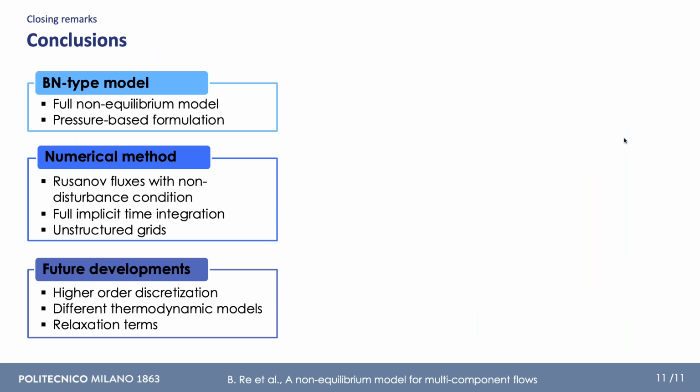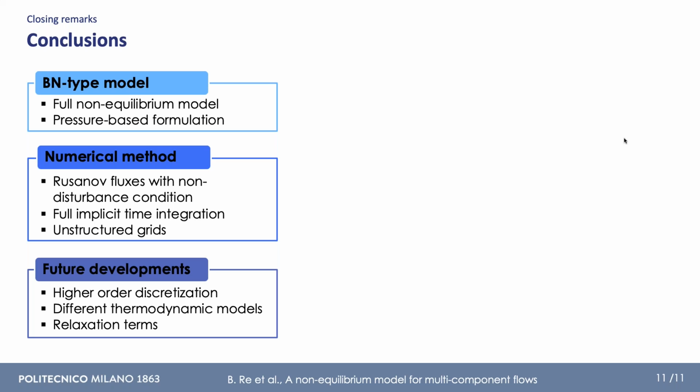Okay, so let's go to the conclusion. What we have been working on is the implementation in SU2 of a Guardone-type model, which is a full non-equilibrium model, and we are working on a pressure-based formulation. The numerical discretization uses pretty standard schemes, a backward scheme for time, and there is no flux on the convective term, but it is robust because it enforces this non-disturbance condition by construction. And it is applied to structured grids.